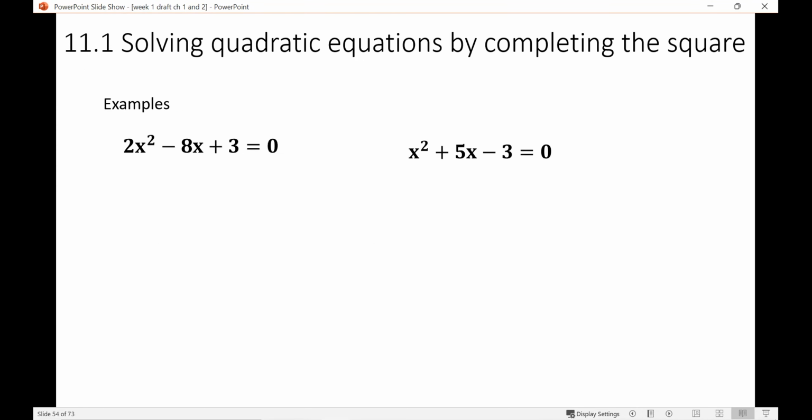So I have a couple examples here. I'm actually going to do the second example first because it's a little bit easier. And then I'm going to do this first example with the coefficient of 2. It's a little bit trickier, but I'll show you how it works. So let me share my whiteboard with you. Let me share my whiteboard and we will do this problem.